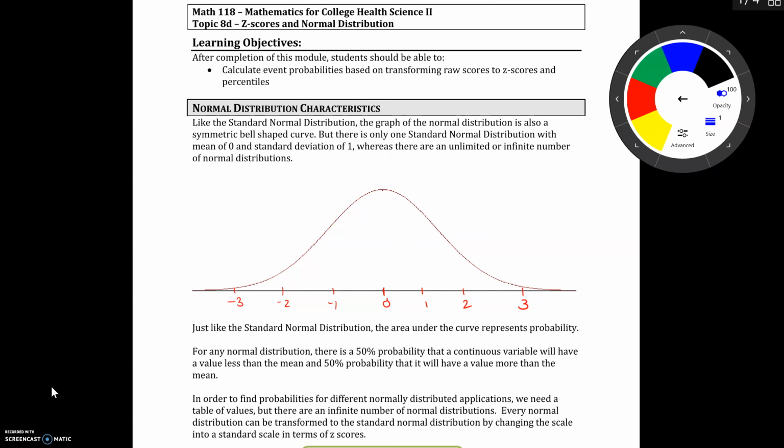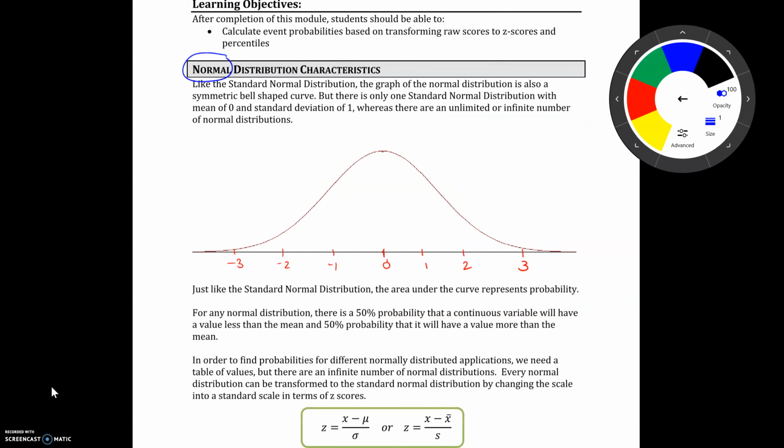The difference when we change to the normal distribution curve is that instead of the middle point in our curve being 0, the middle point in our bell-shaped curve is going to be the mean for our distribution. And instead of, as we move to the right, going up by 1, 2, or 3, we're going to go up by 1 standard deviation, 2 standard deviations, and 3 standard deviations. As we move to the left, we go down 1 standard deviation, 2 standard deviations, and 3 standard deviations.